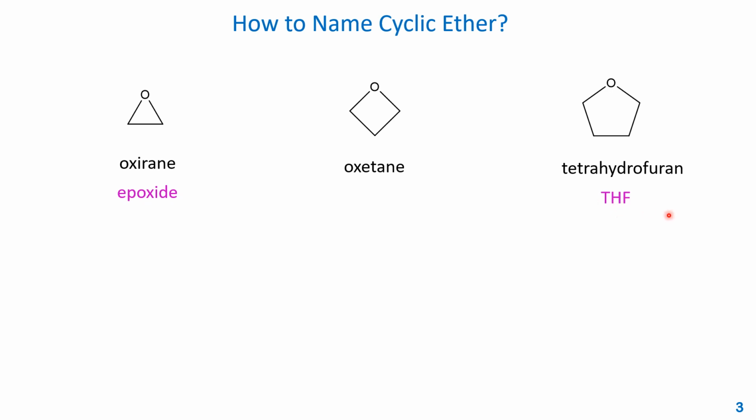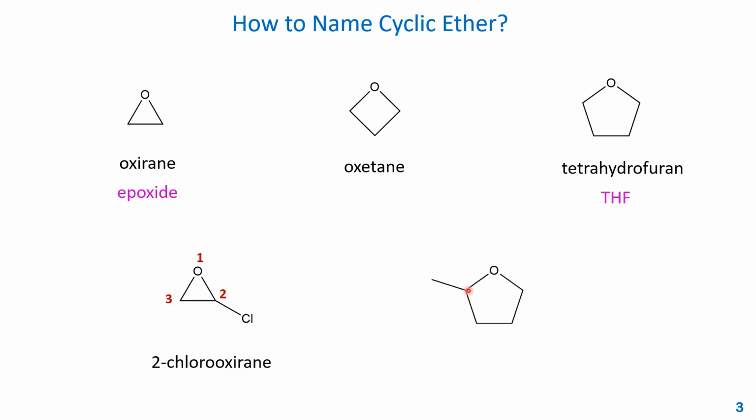If there are substituents, you always number the oxygen as number 1. For example, if you have this epoxide, chloro substituted here, then you number the oxygen as 1, and then 2 here because you want this chloro to have a low number, and then 3. So that will be 2-chlorooxirane.